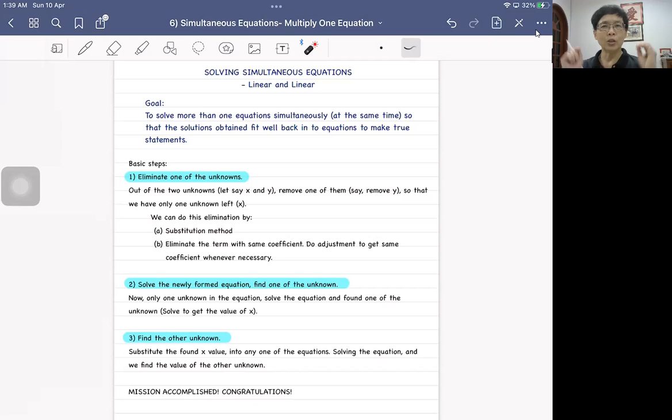Once you get that, you will arrive at the third and final step, where you substitute your newfound unknown value into the equation. Then the second unknown with this value will emerge, and you will declare mission accomplished. And congratulations to you, where full marks are on your way.